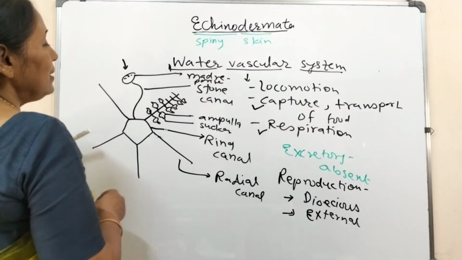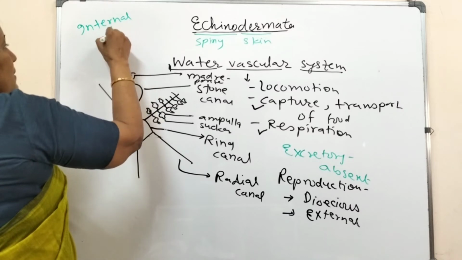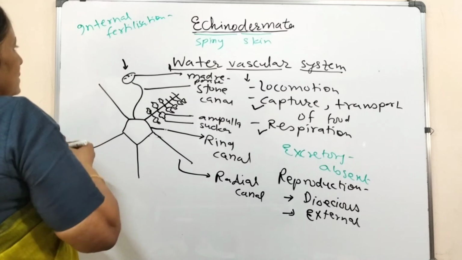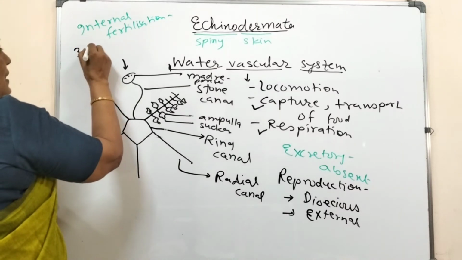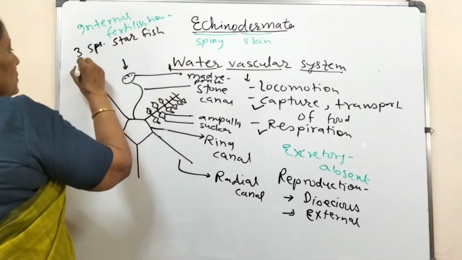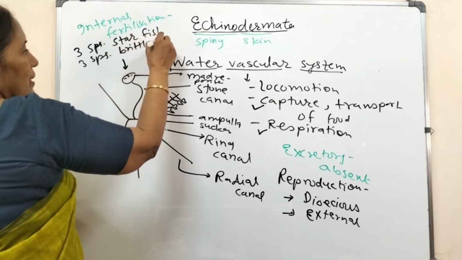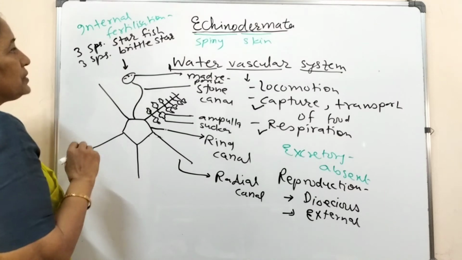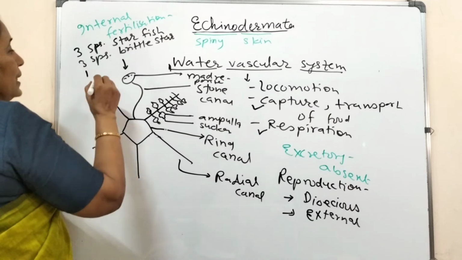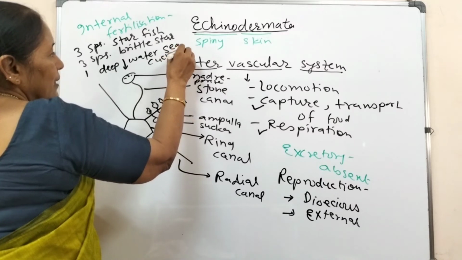So this internal fertilization is shown by 3 species of starfish, 3 species of brittle star. These 2 diagrams are given in NCERT. The same two, 3 species of starfish, 3 species of brittle star, and 1 deep water sea cucumber. So it is not there in NCERT.